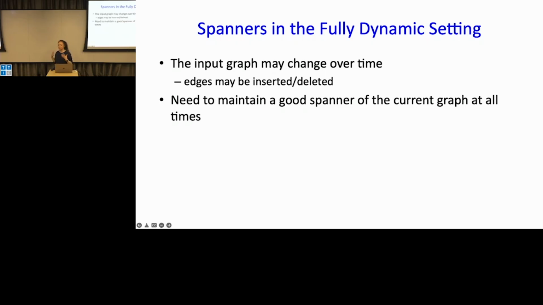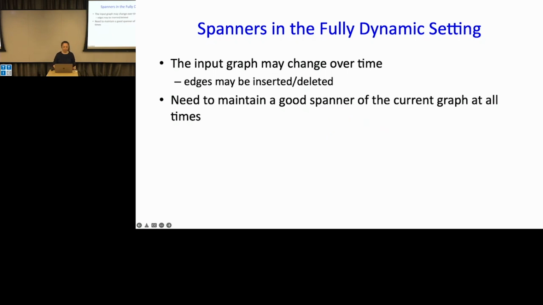Now notice, you can even think about it as if at the beginning G has no edges, then somebody starts inserting edges and then maybe deleting and so on. Obviously as G changes, we need to change our spanner H as well. So the spanner H itself is also a dynamic graph.